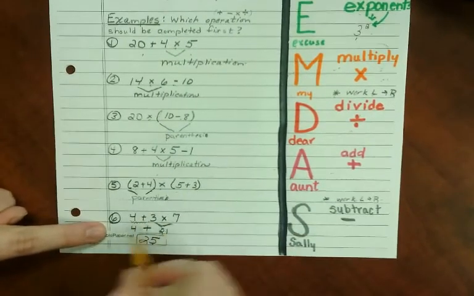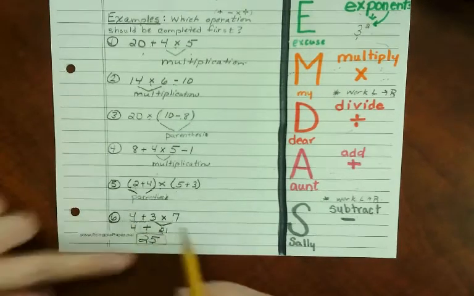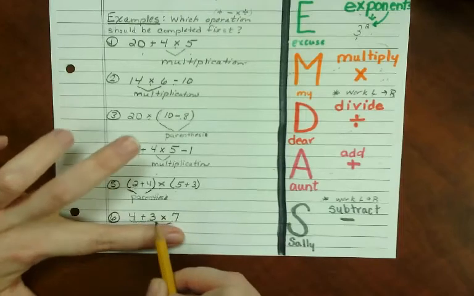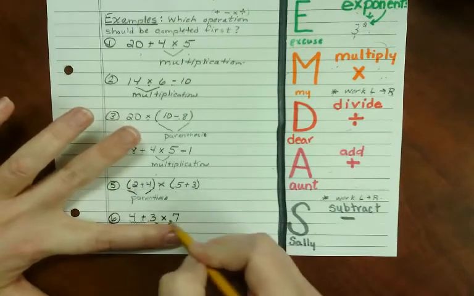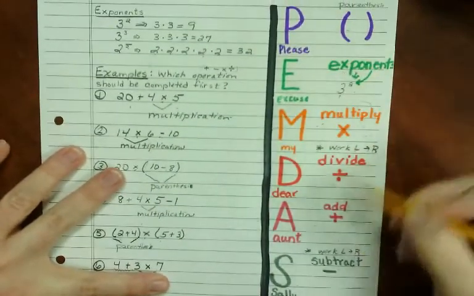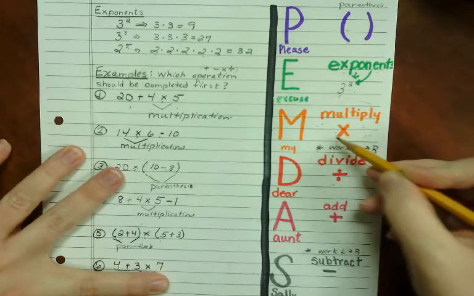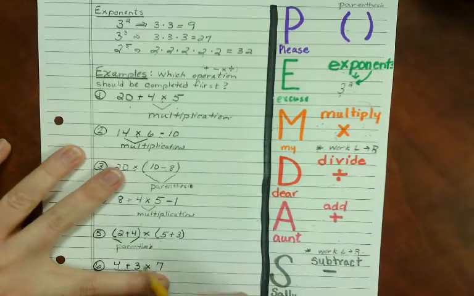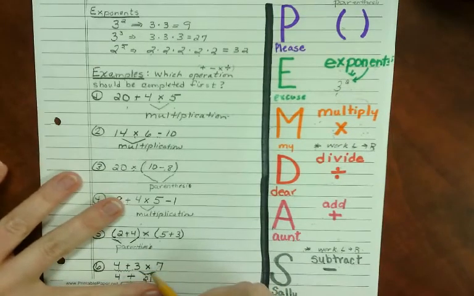We covered this yesterday too, but this is today's lesson right here. This was our problem, 4 plus 3 times 7. And we ask ourselves, add or multiply, which comes first? It's multiply. So we had to do 3 times 7 first. 3 times 7 is 21.